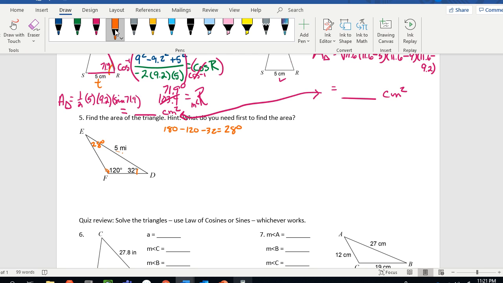All right, so that tells me that angle, but I need another side. So I can use the law of sines because I have these two as opposites. I want to find a side, so I'm going to set this up. 5 over sine of 120 equals, let's call it D, over sine of 32.